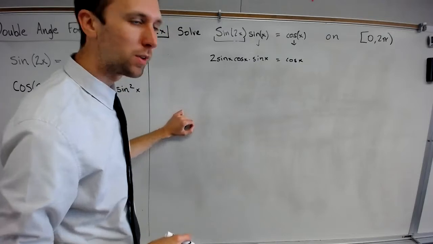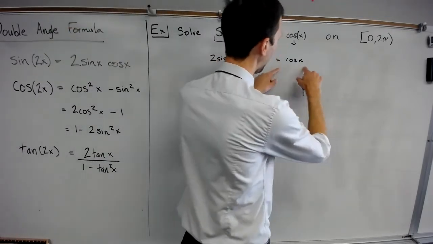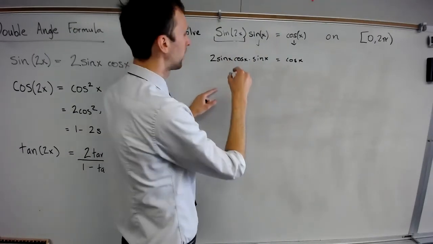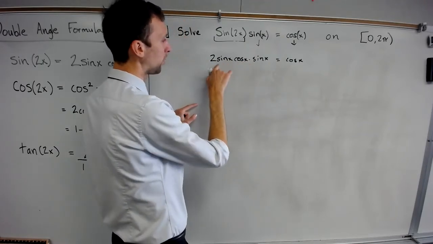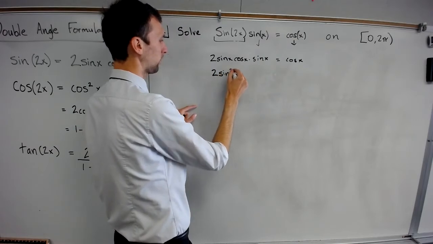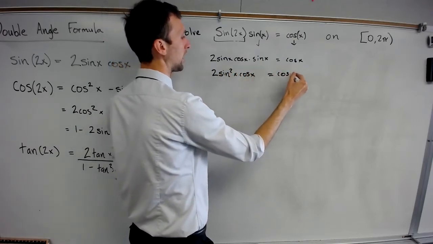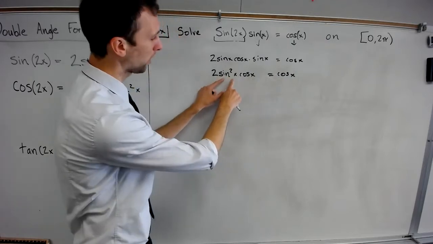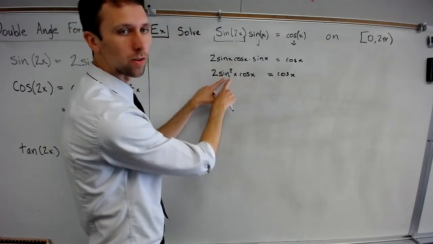Now, if you remember from a previous problem, we're not allowed to divide by cosine x. We can't divide both sides by that. That's not a mathematically correct move. But something I can do is multiply all these together, so I can rewrite the left-hand side as 2 sine squared x cosine x. Sine x times sine x is sine squared of x.